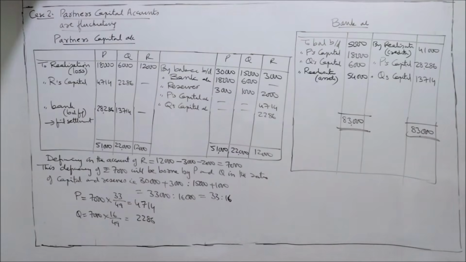So this is the case when capitals are fluctuating. The only different point is deficiency: how the deficiency will be borne by solvent partners. Capital and reserves both should be taken.